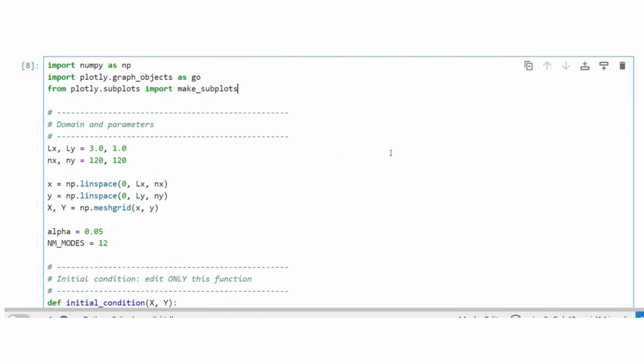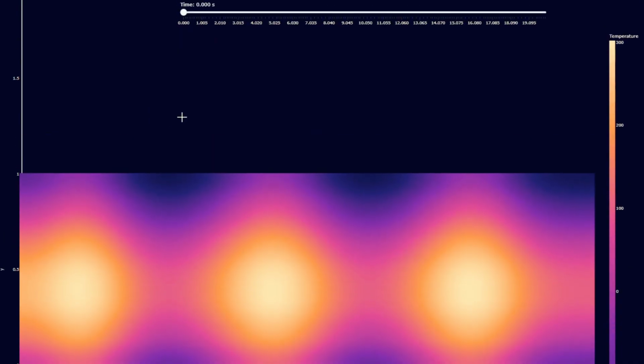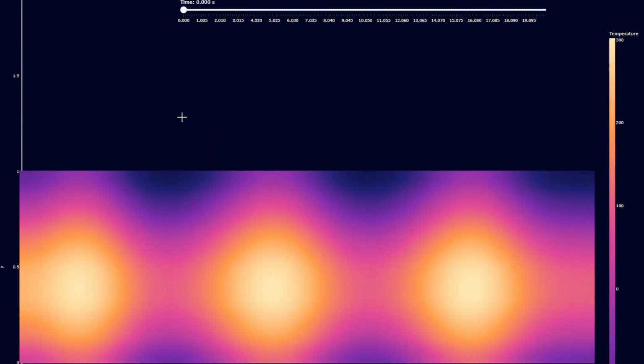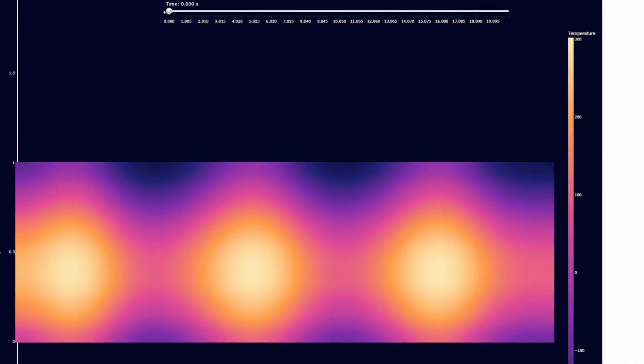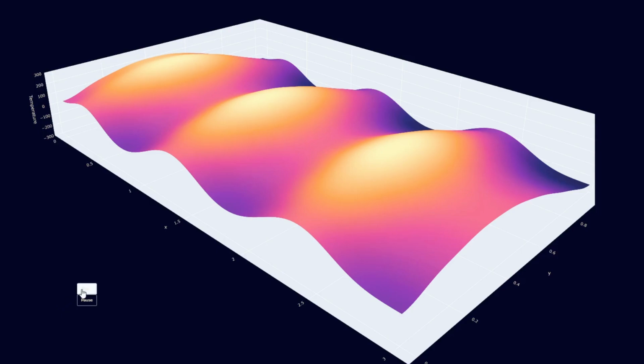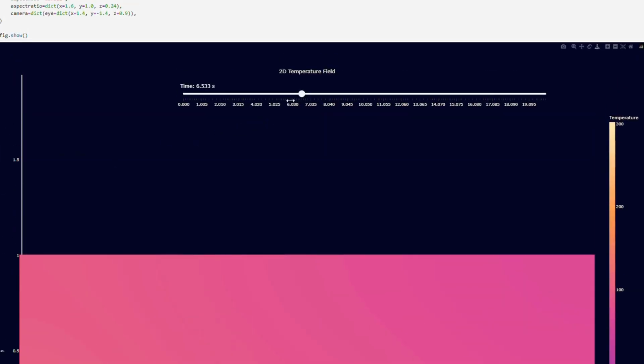So let's implement this solution in Python. Every frame of this animation is computed directly from the analytical solution we just discussed. The colors show the temperature distribution across the plate, and if we view the same data as a surface, the height represents the temperature at each point. And that's the heat equation. Starting from a single differential equation, we built an analytical solution, visualized it, and finally turned it into a Python simulation. I hope this video made the equation a little less intimidating and maybe even a little beautiful.